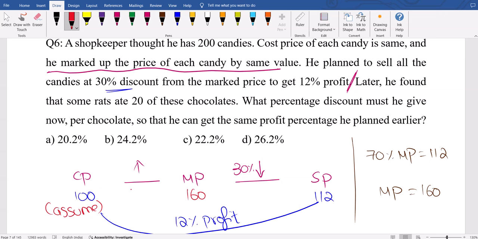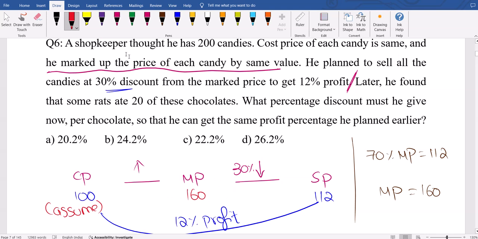Later he found that some rats... see here, each one's price was increased by 60 rupees. Marked price is increased by 60. Purchased for 100, he sells it for 160. Now what's the problem? Later he found that some rats ate 20 of these chocolates. 20 gone. Now how much discount does he need to give so that he gets the same profit percentage? Profit percentage should not be disturbed.